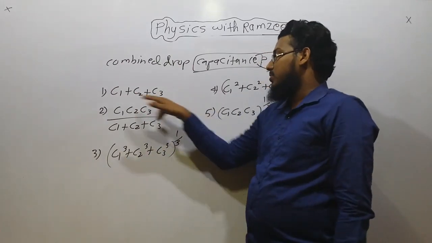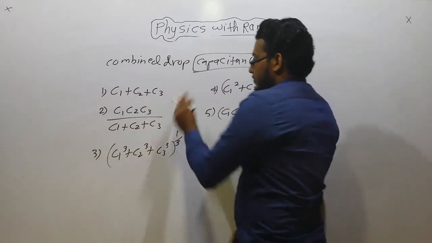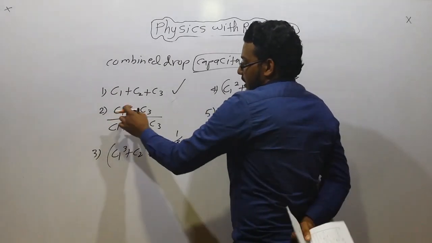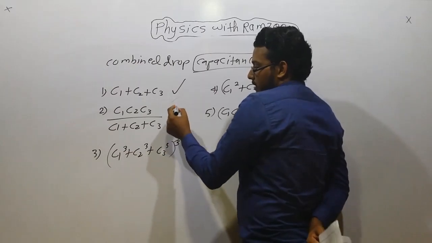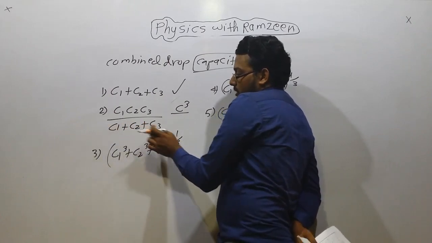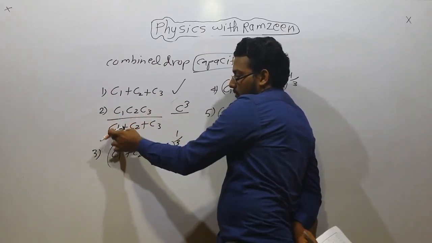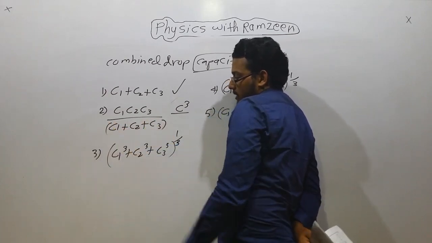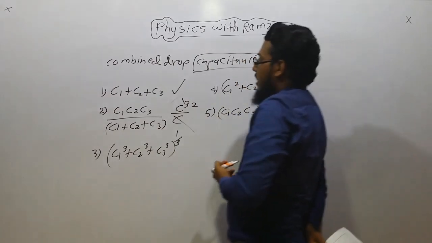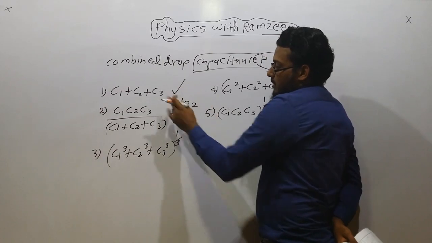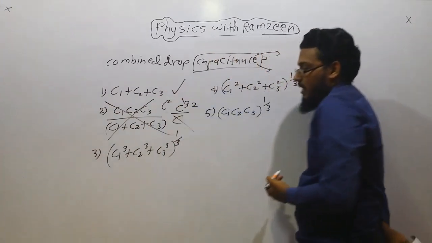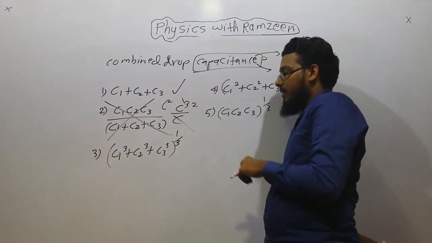So I can say the dimension of the first answer is equal to the capacitance dimension, right? This is fine. And also C1 multiplied by C2 multiplied by C3. So I can say C cube is the capacitance value. And also C1 plus C2 plus C3 is equal to C, then I can say it is C square. So my answer should have the capacitance dimension, but here C square is not the capacitance dimension. It is capacitance multiplied by another capacitance.